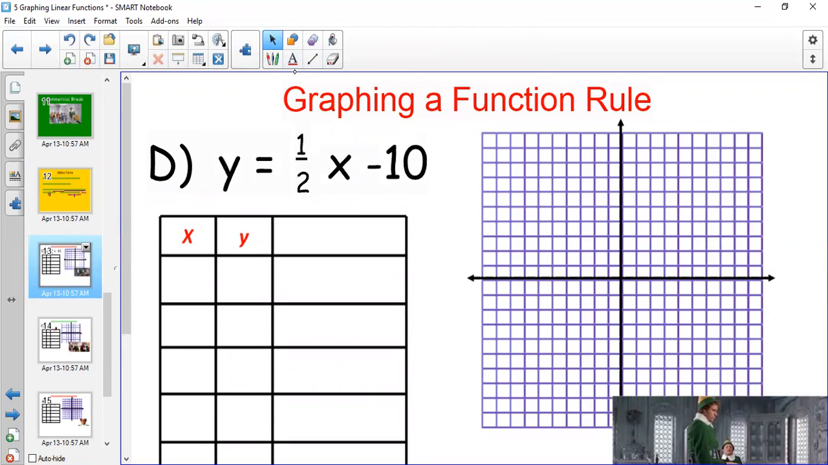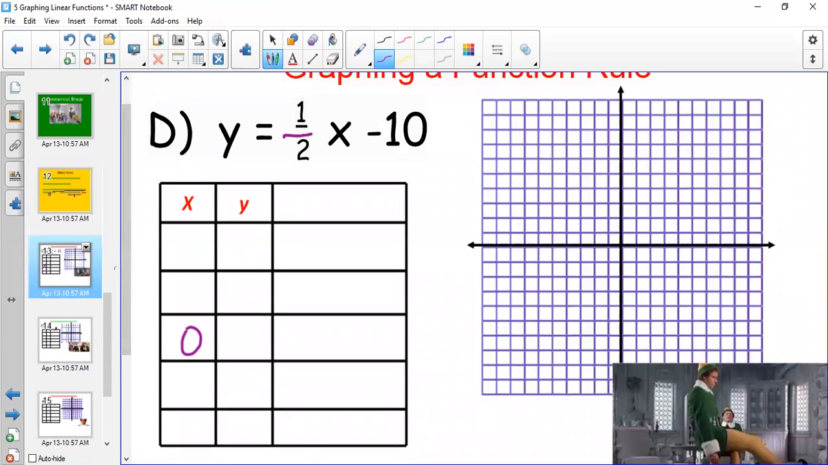All right, y equals 1/2 x minus 10. So again, I'm going to put 0 right in the middle. I'm going to look at my denominator. It's 2, so I'm going to go up by 2's. So 0, 2, 4. Now I have to go backwards and do the negatives. So if I subtract 2, I'm going to do -2 and -4. Keep this in order from least to greatest, so you have that pattern.